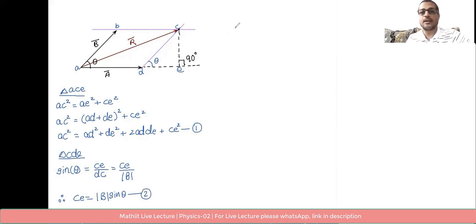Similarly, let us write down cos theta. Cos theta is adjacent side DE by hypotenuse, the same thing, P. Therefore, DE can be written as magnitude of P into cos theta. Let us call this equation 3. Now, in equation 1, you see there is a DE here, there is a DE here, there is a CE here. We can make all those substitutions now.